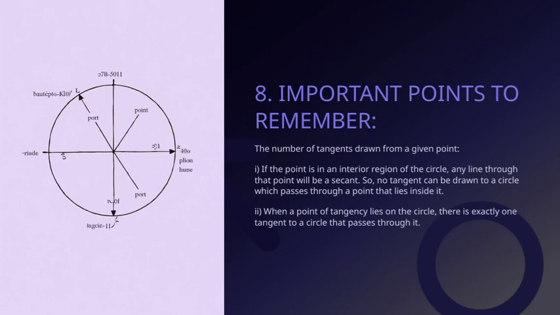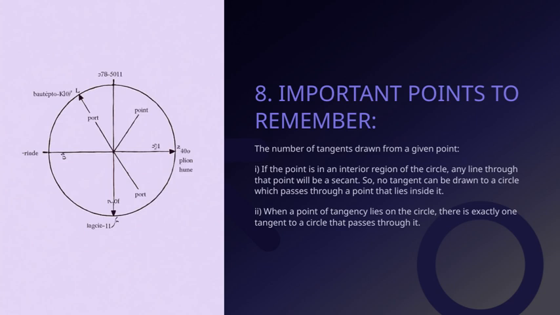When a point lies on the circle, there is exactly 1 tangent to the circle that passes through it. This is a key concept because it highlights the uniqueness of that tangent line at the point of contact. On the other hand, if the point is inside the circle, any line you draw through that point will be a secant, meaning it will intersect the circle at 2 points. So, in this case, you cannot draw a tangent that passes through a point inside the circle, because a tangent touches the circle at only 1 point, and that point must be on the circle itself.